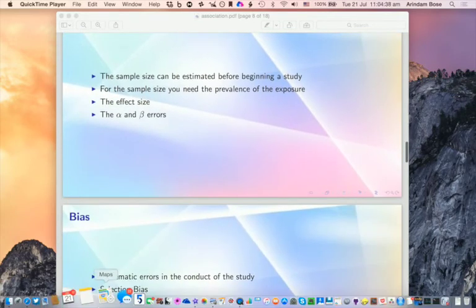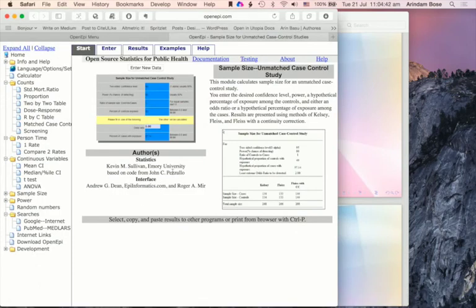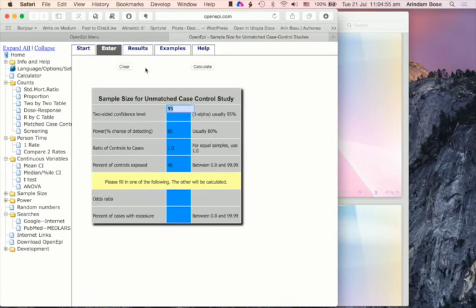So let's take a look at a very quick way of conducting sample size calculations. And here is a website known as openepi.com. In openepi.com, there is a table that you will need to fill in order to calculate your sample size. So you click here to enter new data, and when you enter new data, you give the alpha error at 5%. So the 1 minus alpha is usually 95%. Your power is usually 80%. Remember, the beta error was 20%.